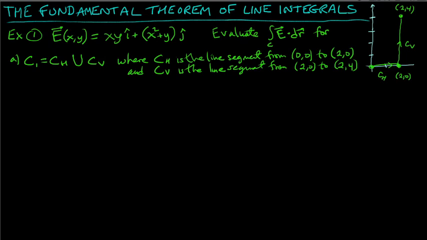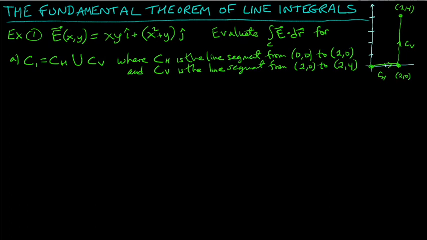So the first example, we're given this vector field. I'm going to use E instead of F, just to give them different names. So E is a vector field, and it's given by xy times i plus x squared plus y times j. And we want to evaluate this line integral over the curve C, and C is the curve that's joined by two curves, CH and CV, right?